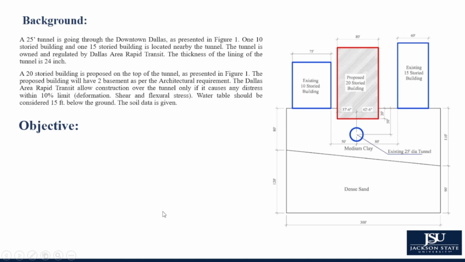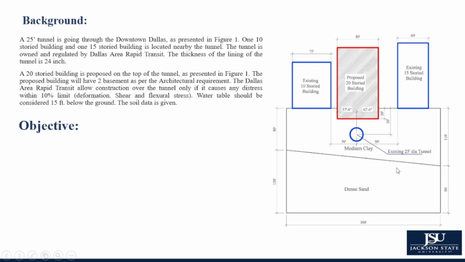At first, I will talk about a little bit of background of the project. This was a 25 feet tunnel going through downtown Dallas, as presented in the figure. You can see a 10-story building. It was not actually going to be built, it is actually existing there. There is another building which is 15-story, and the tunnel is owned and regulated by Dallas Area Rapid Transit. The thickness of the lining of the tunnel is 24 inches.